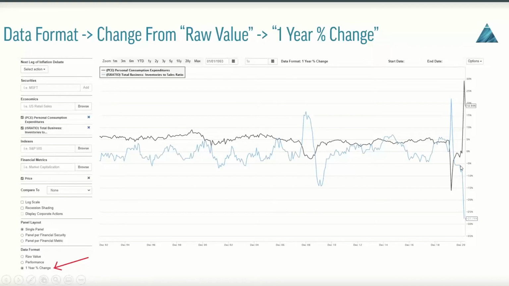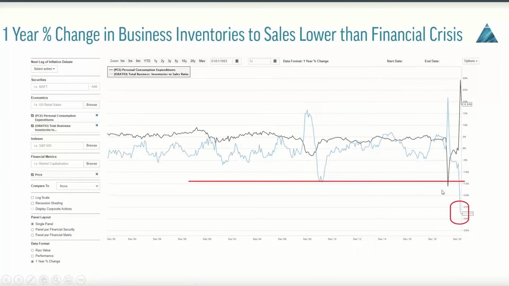And so what you're going to see here is that when we look at this from a 1 year percent change perspective, you can see how dramatic this drawdown in inventories relative to sales really is. And again, I always like to draw on histories and comparisons to histories as an example of the magnitude of what we're looking at. So to do that, we're going to literally just draw a line here for the Great Recession lows. And when you do that, you'll see that we bottomed out at about a negative 14%, and we're now clocking in at literally negative 27%.